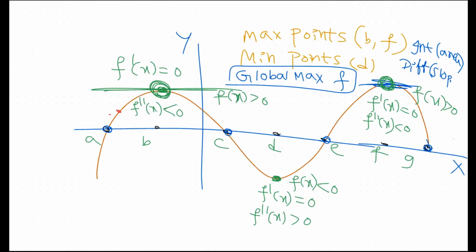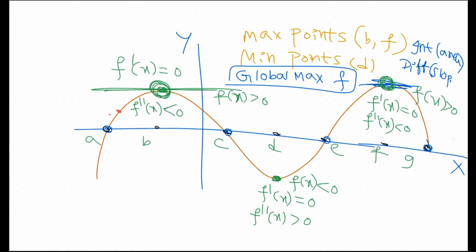F of x sign, if they ask, what do you need to do? See where it is located. Above the x-axis means positive, below the x-axis means negative, intersecting the x-axis means 0. Clear or not? F dash x sign, how will you tell? Slope. Basically, you need to observe the slope. At peak and bottom points, f dash x will be 0. When it will be positive, I already told you: draw a tangent and see whether it is making an acute angle or an obtuse angle.